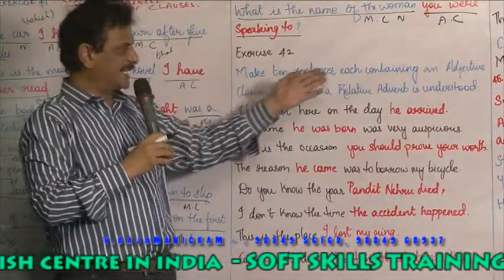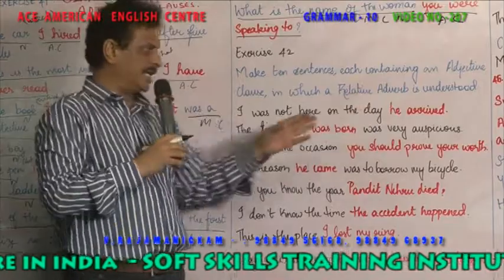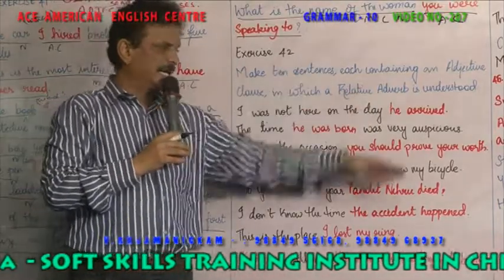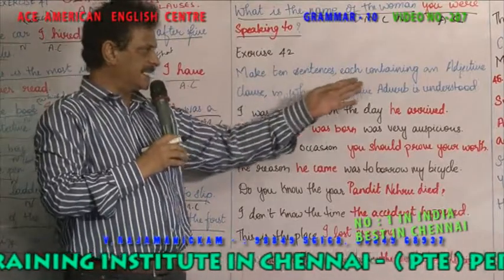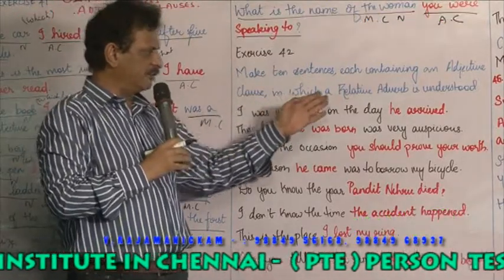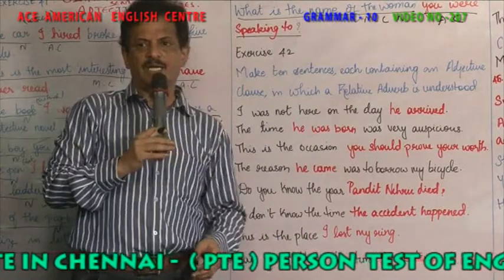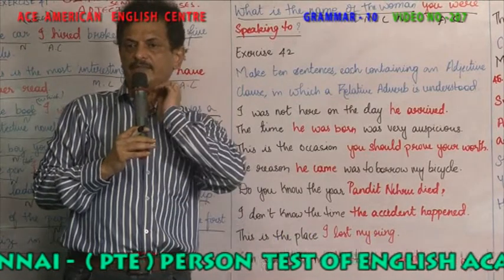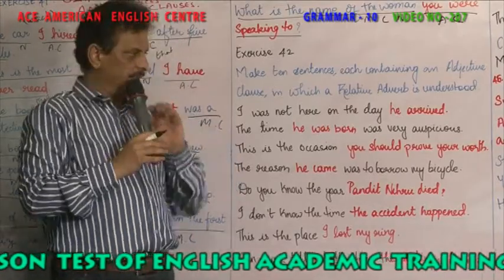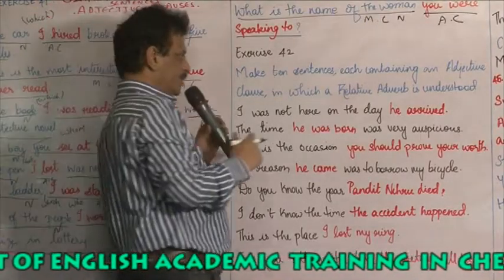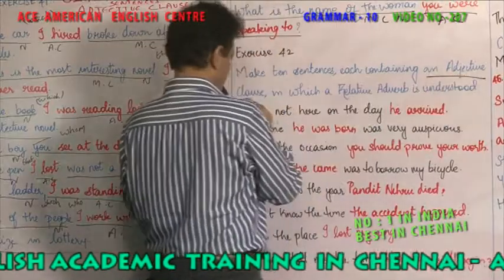So here, make 10 sentences, each containing an adjective clause in which a relative adverb is understood. Which is a relative adverb, sir? When, where, why, these are relative adverbs. So 10 adjective clauses you have to write.